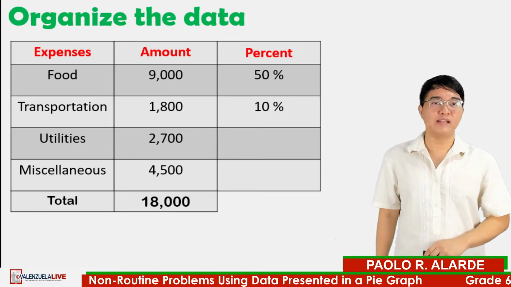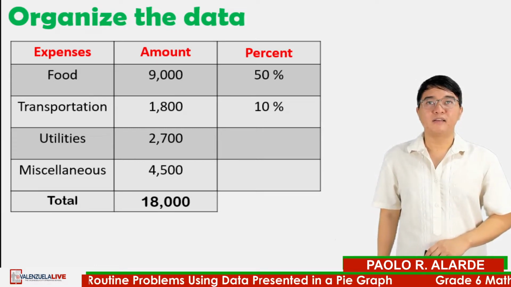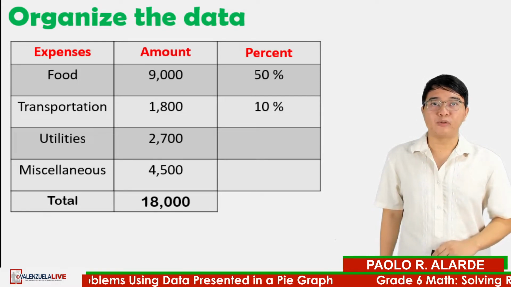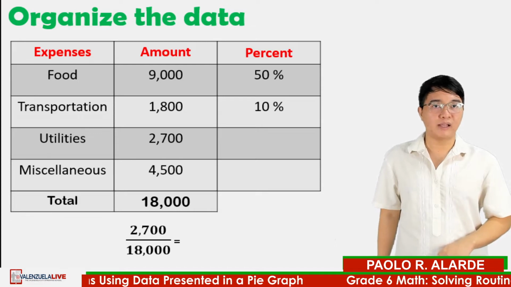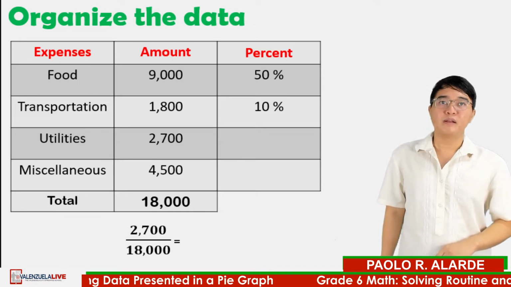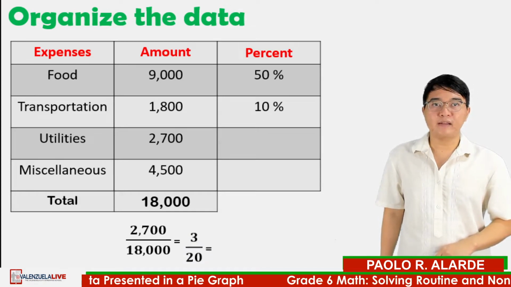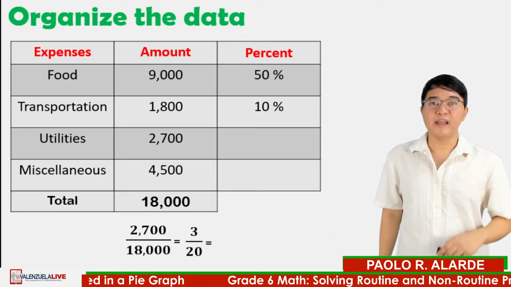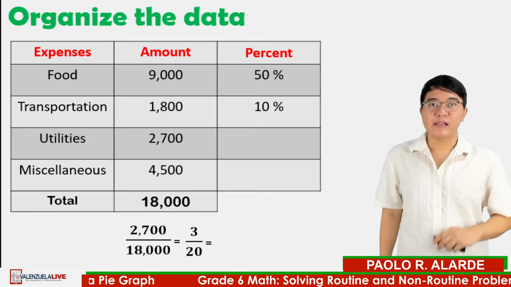Next, for the utilities. The amount spent for the utilities is 2,700. So 2,700 divided by the total amount, which is 18,000. And it could be simplified into 3/20. And 3/20 is what in decimal form?